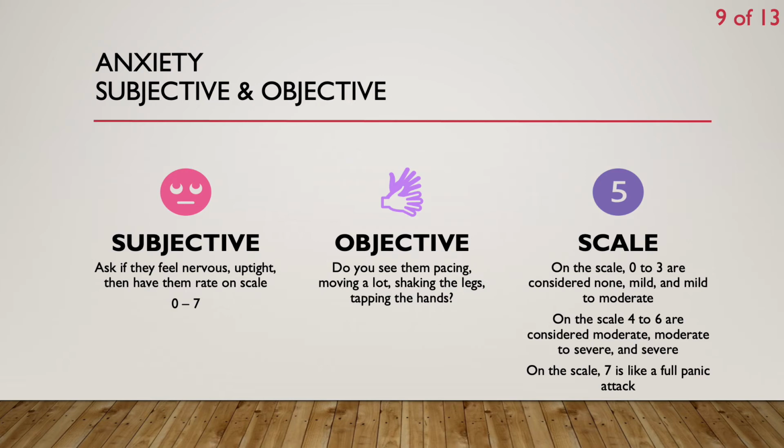On the scale, 0 to 3 would be considered either none, of course is 0, mild is 1, 2, and 3. On the scale, 4 to 6 are considered moderate, moderate to severe, severe, and 7 is like a full-blown panic attack. You can't miss the one with 7. You will know if they have reached a level 7.